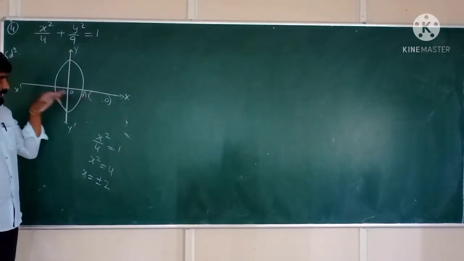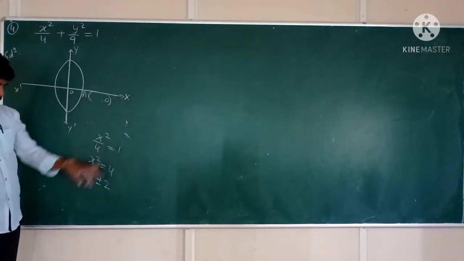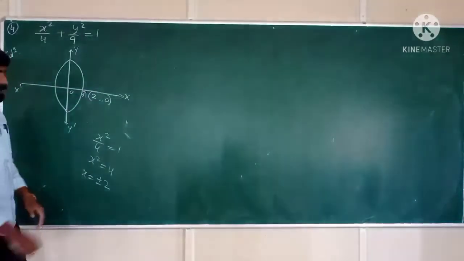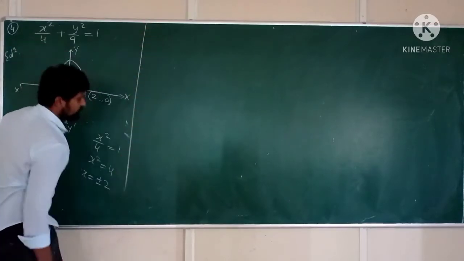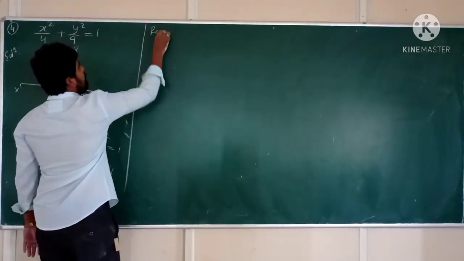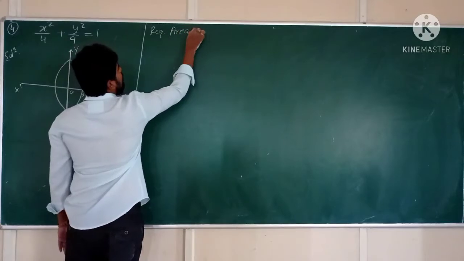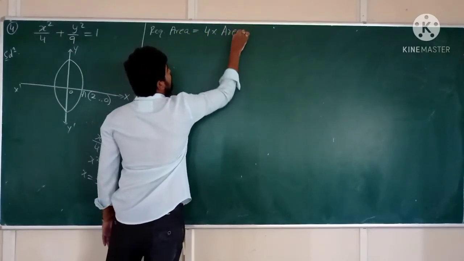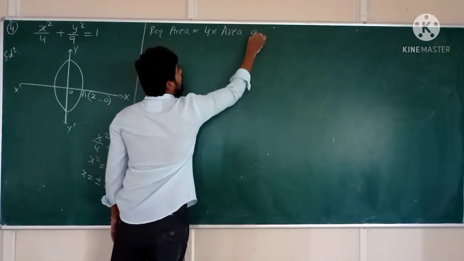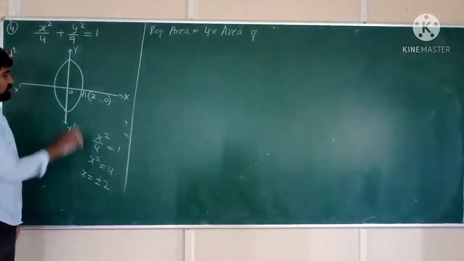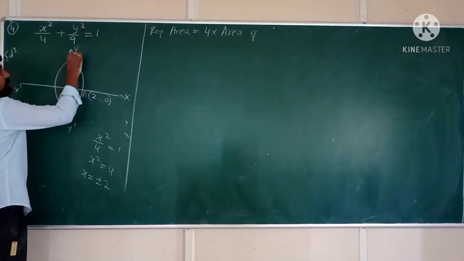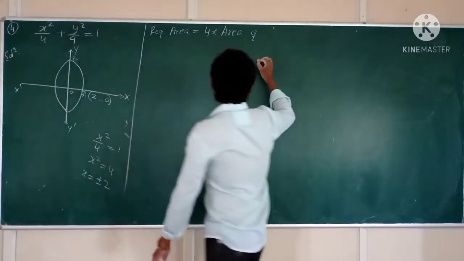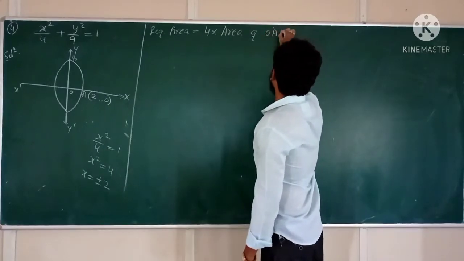Since this point A lies on the positive x axis, the x coordinate of the point A should be equal to plus 2. Now the required area is equal to 4 times the area of the ellipse present in the first quadrant, that is OAB. Since the ellipse is symmetrical about the x axis and y axis, so 4 into the area of OAB.